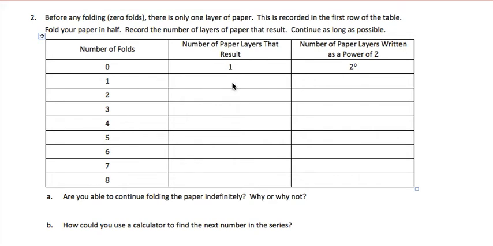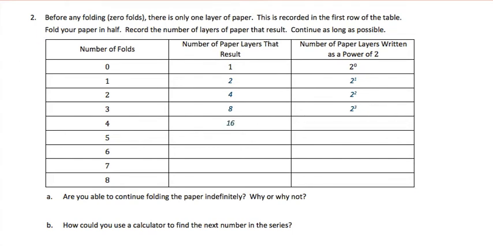Now, when we fold it one time, we will have 2 layers of paper, and that is 2 to the first power. We've folded it once. When we fold it twice, we will have 4 layers of paper, which is 2 to the second power. 2 times 2 is 4. When we fold it 3 times, we will have 8 layers of paper, and that is 2 to the third power.